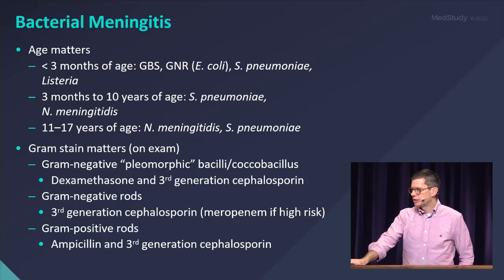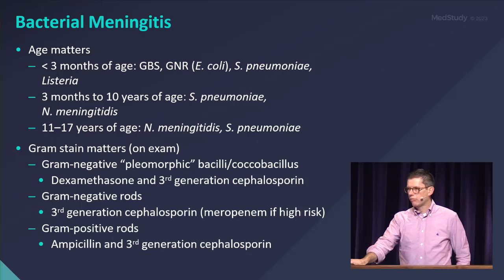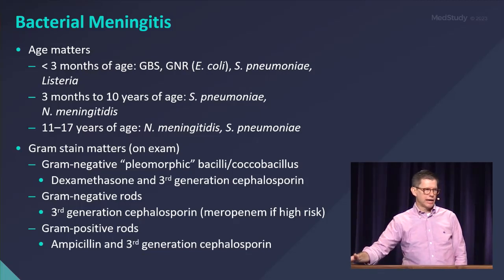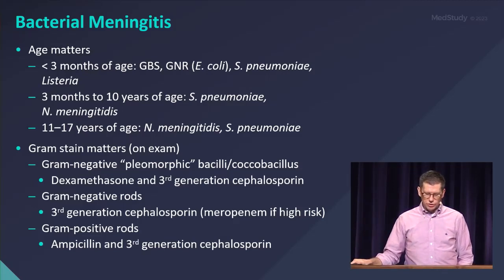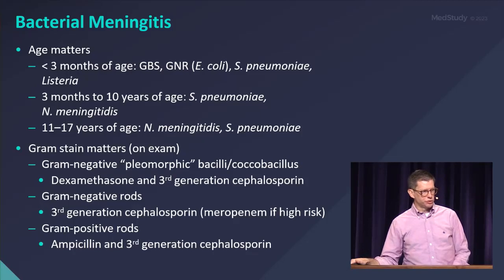Gram-negative rods, again, this is where ceftriaxone will likely be helpful, but if they're immunocompromised or a high risk otherwise or exposed to recent antibiotics, you want to do meropenem because it's very broad. And then gram-positive rods, we usually use AMP and third-generation cephalosporin, usually cefotaxime, but we don't seem to have that anymore, so we'll use Ceftaz.